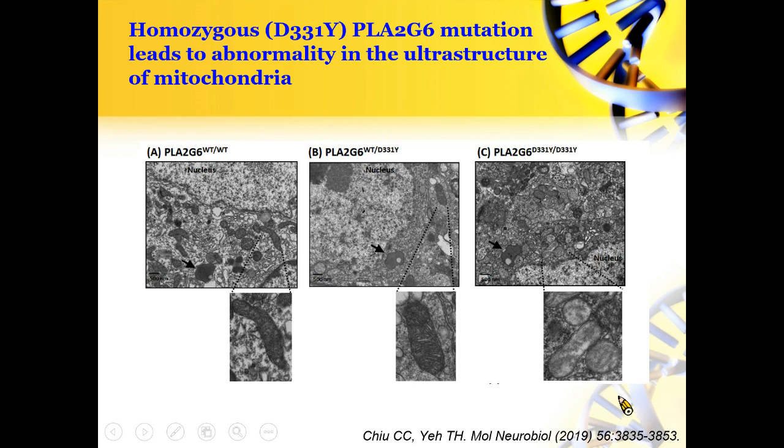In the neuromelanin-positive putative substantia nigra pars compacta dopaminergic neurons of wild-type or heterozygous mice, mitochondrial morphology was intact, and the mitochondrial cristae had a regular arrangement. In contrast, disrupted structure of mitochondrial cristae was observed in the neuromelanin organelle-containing putative substantia nigra dopaminergic neuron of homozygous PLA2G6 D331Y mice.